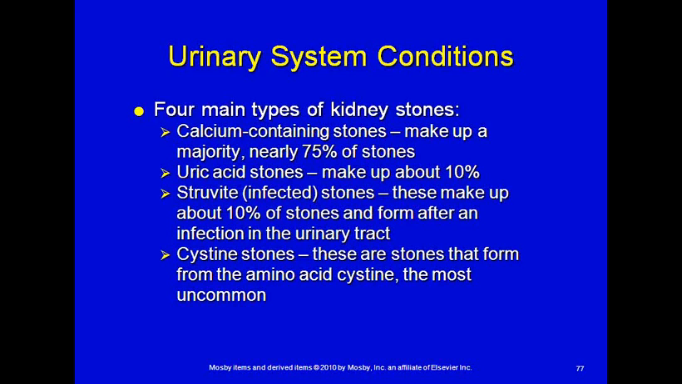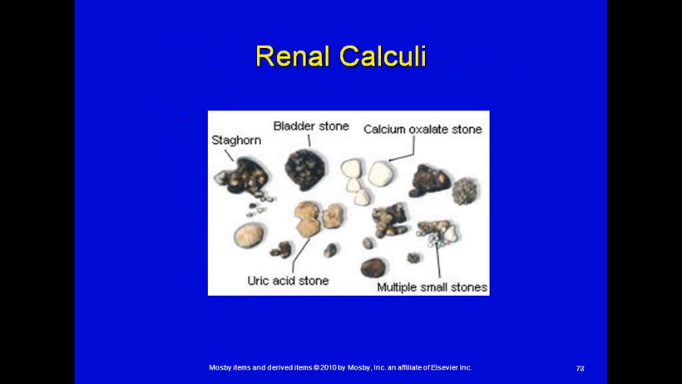And there are struvite, or infected stones, and these make up about 10% of the stones and form after an infection in the urinary tract, and then cystine stones, and these are stones that form from the amino acid cysteine, which is the most uncommon type of stone. So calcium is going to be your most common stone. And here's just an example of different types of kidney stones. Bladder stones, calcium, uric acid stone.